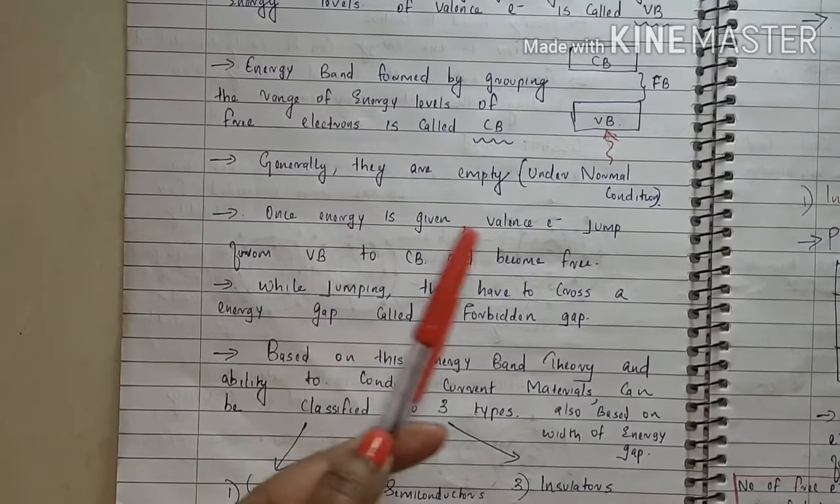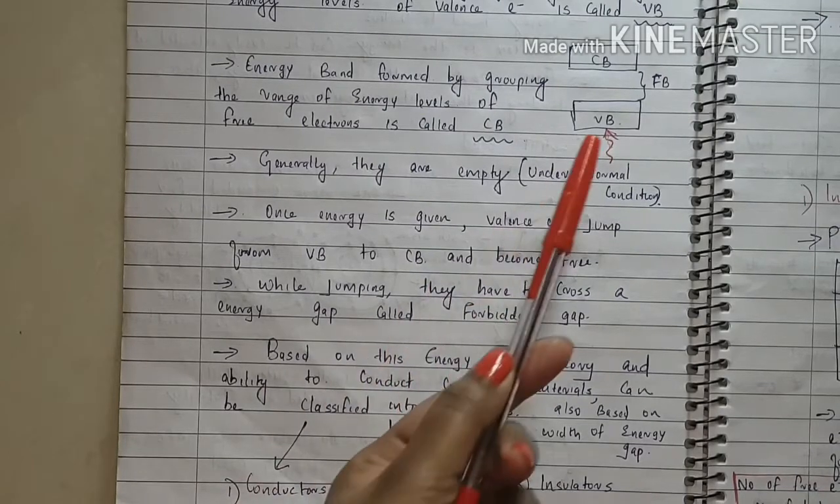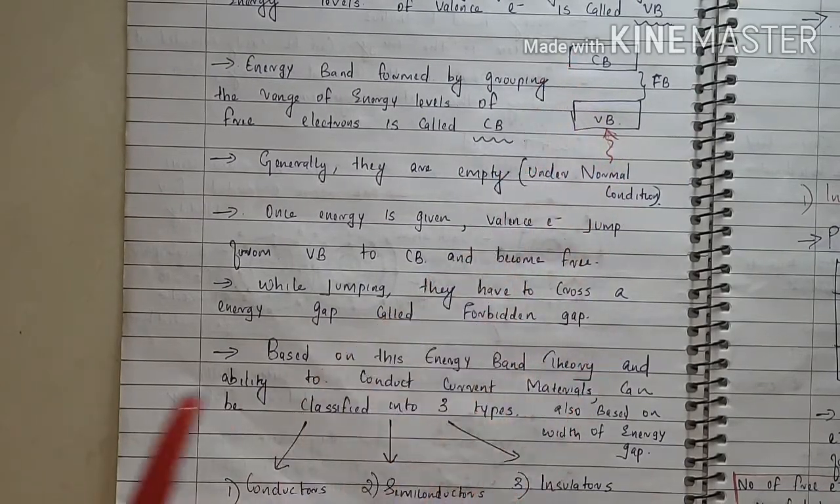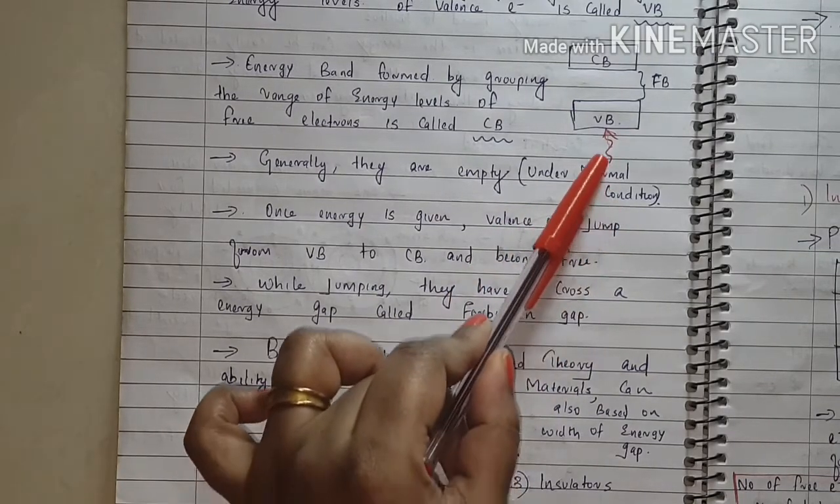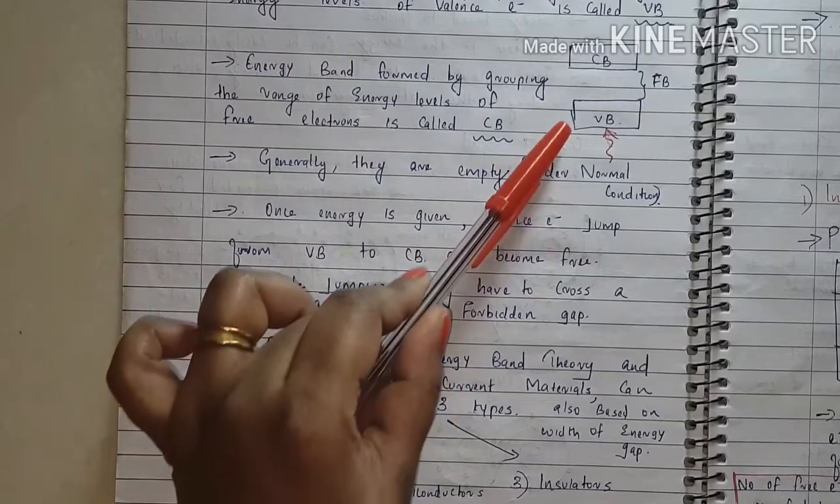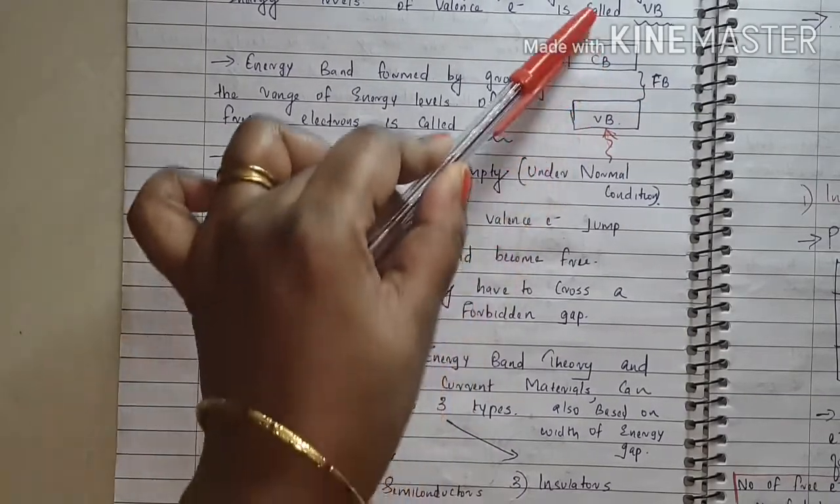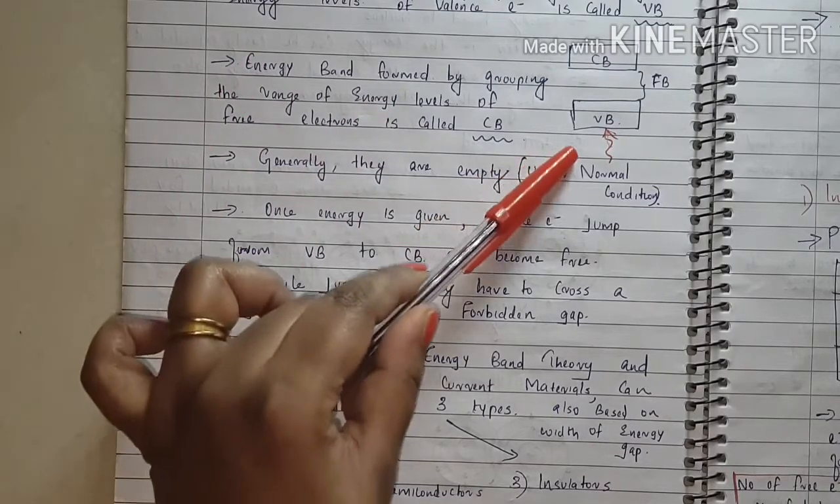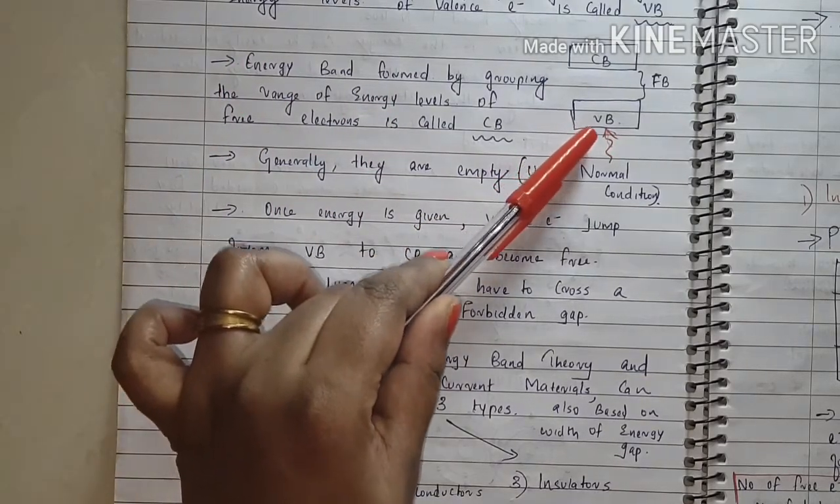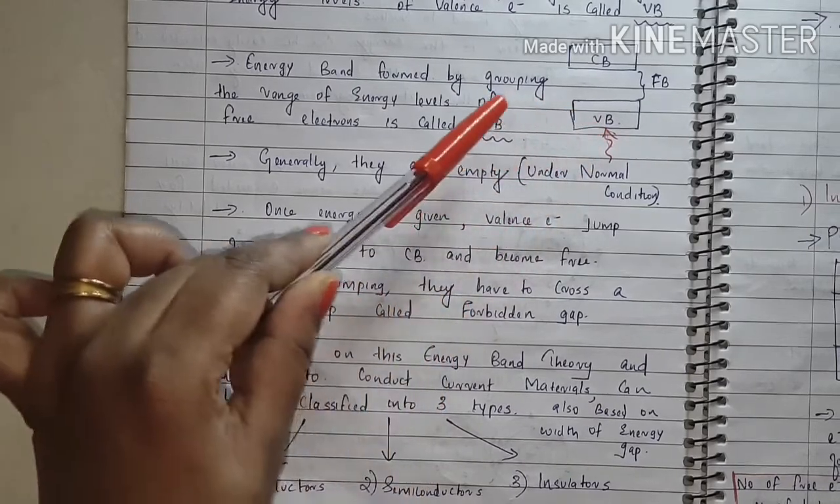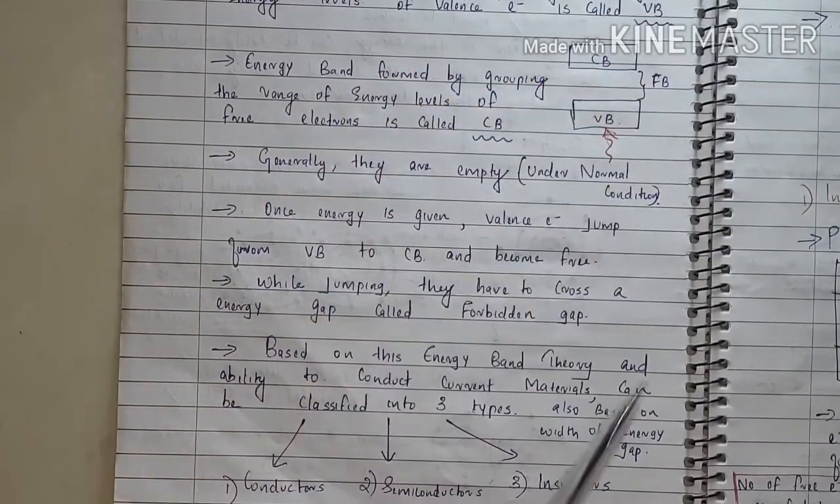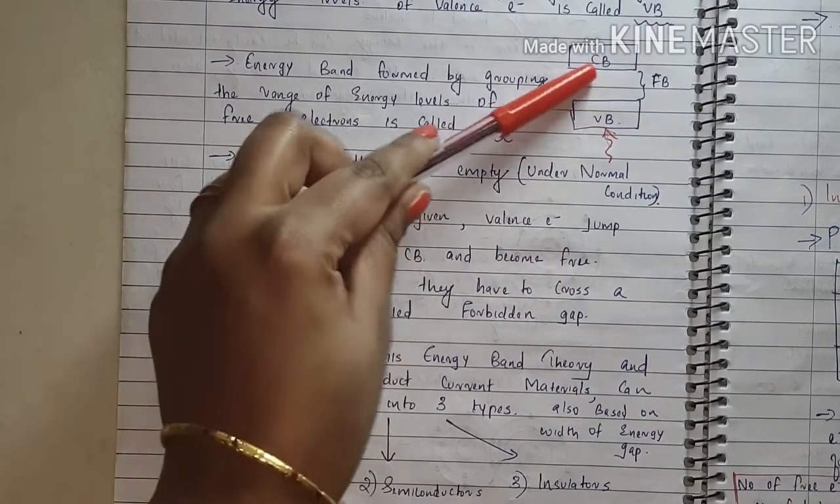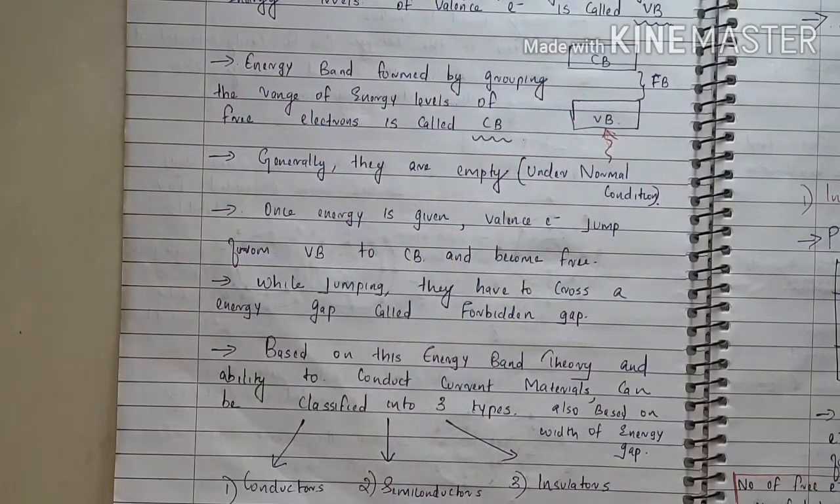Under normal conditions, valence band is full and conduction band is empty. But if we apply some form of external energy, electrons in the valence band jump to the conduction band and become free electrons. While jumping, the electrons in the valence band have to cross an energy gap. This energy gap is called forbidden gap or forbidden band.